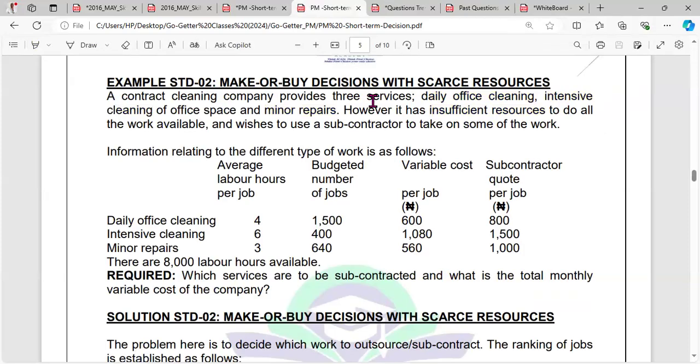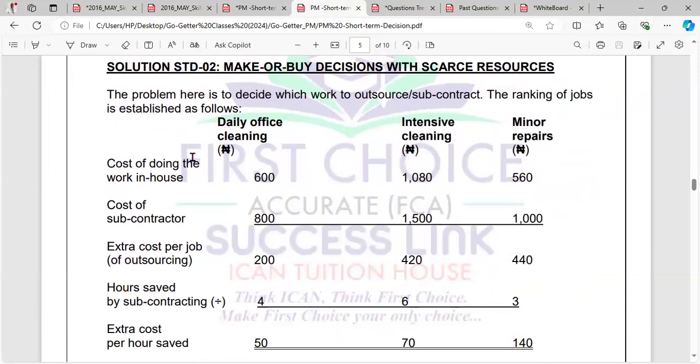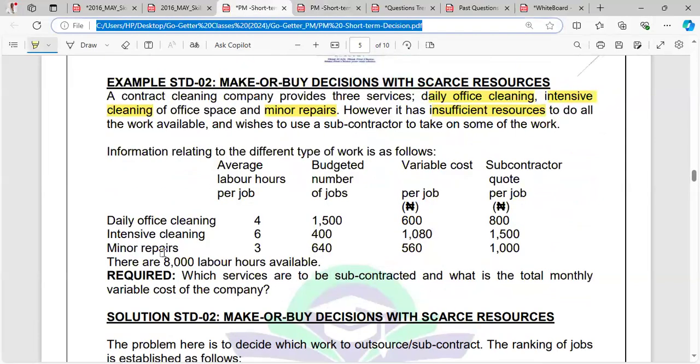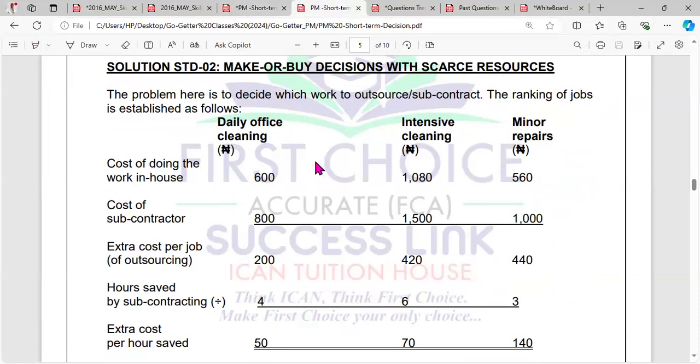Bring it nearby. Now look at the solution. I'm going to explain the solution. The problem here is to decide which work to subcontract. The ranking of the jobs is established as follows. Now, you look at these three types of jobs here: daily cleaning, intensive cleaning, and minor repair. You put them as headings.